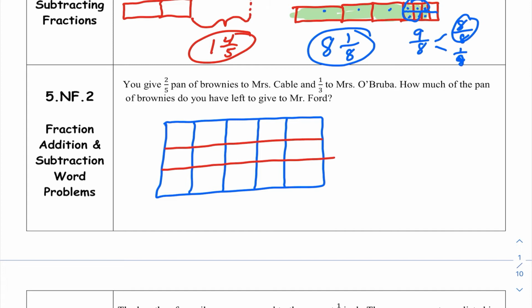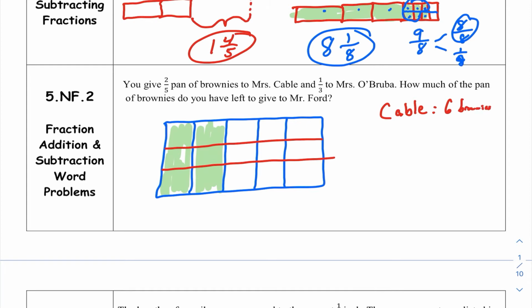So if you look, if I go Mrs. Cable, well, I know Cable. If I look at 2/5, well, 2/5 is going to be 1 right there. So that's 2/5. So if I look right there, that's 6 pieces. So I know that's going to be 6 brownies.